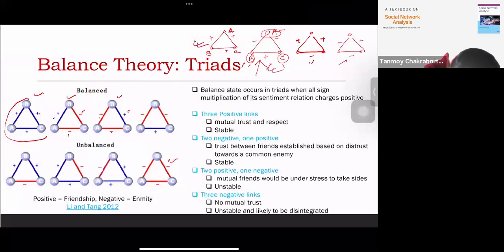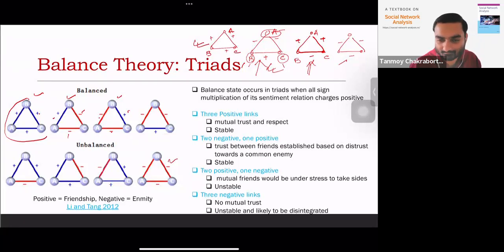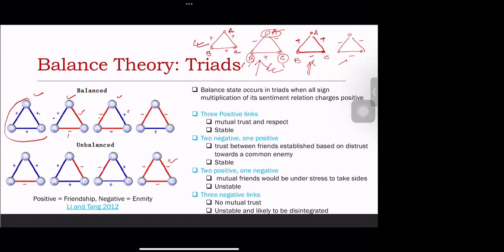Okay. Now let's look at this structure. A, B, and C. This is very important, interesting. So B and C are enemies, but B and C have a mutual friend A. Right? B and C are enemies, but they have a mutual friend A. Now, what do you think? Is it stable or unstable? Unstable. Why is it unstable?